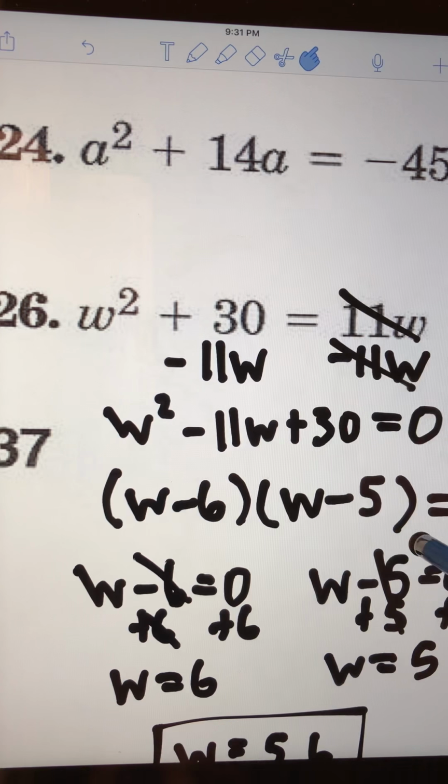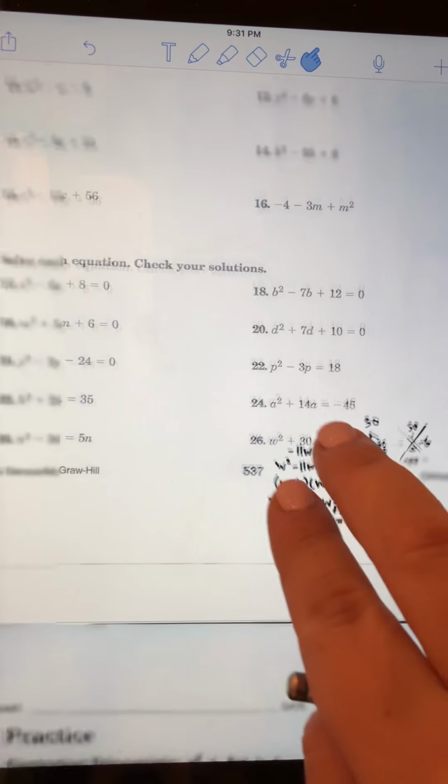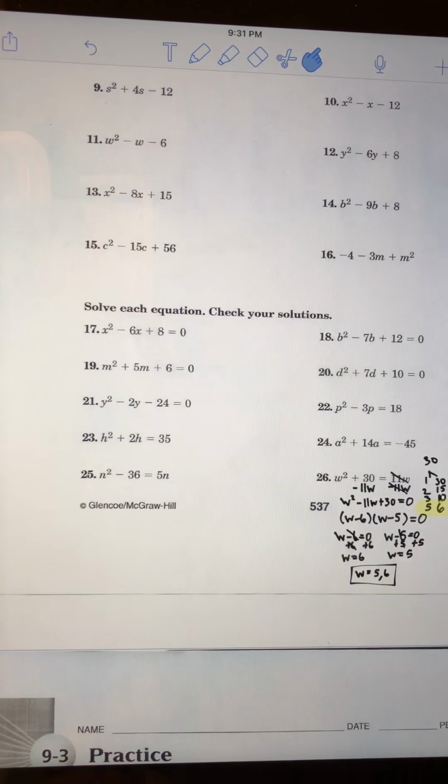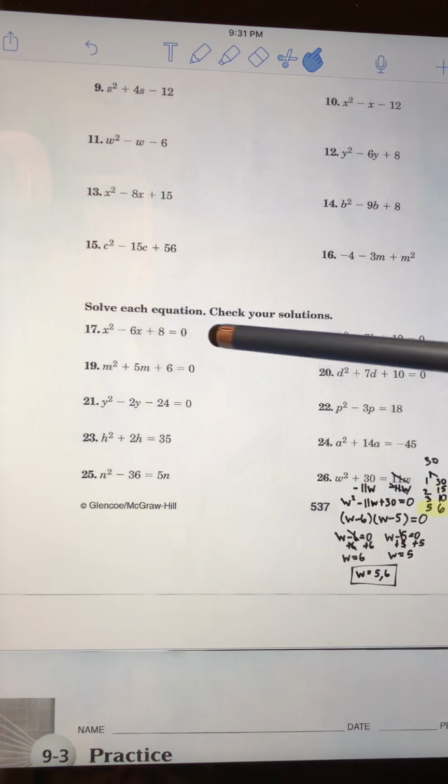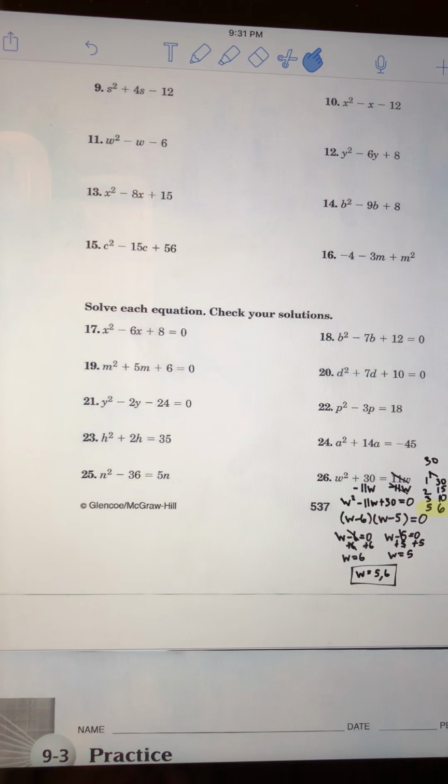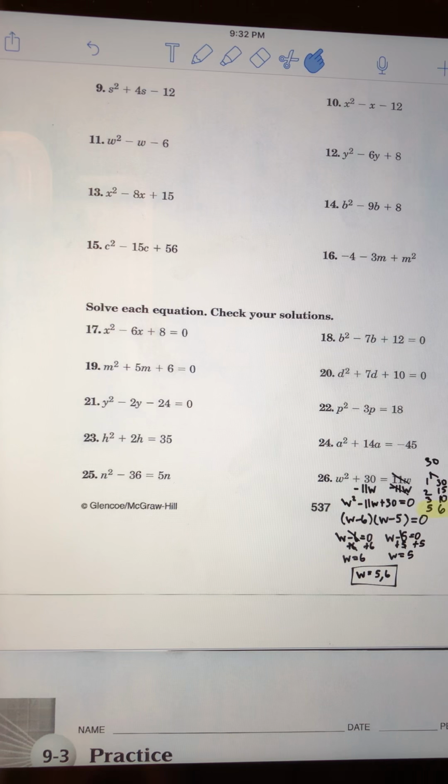Okay, so here, when they're asking you to solve each equation, that's what you're doing. Make sure that the equation always has the trinomial on the left equals 0. Factor, get your two factors like we've been practicing. And then once you get those two factors, like W minus 6 and W minus 5, you're going to break them apart, separate them, set them both equal to 0, and then solve for the variable.